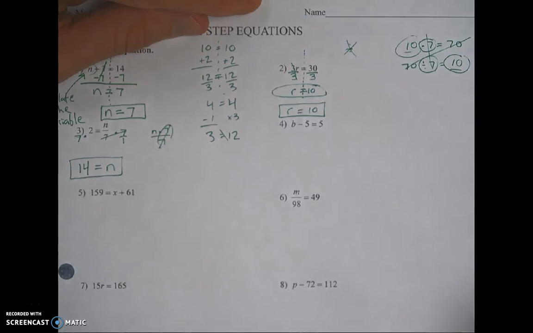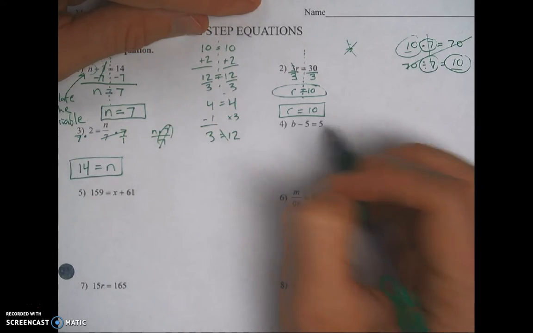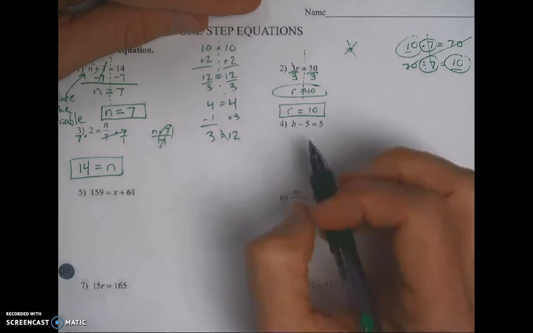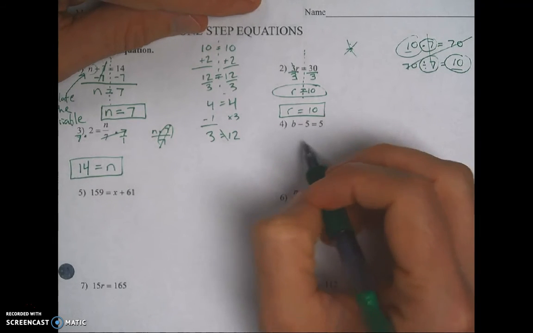So number 4. Some number minus 5 is 5. So we should know the answer already. But how do we show it? How do we undo this problem?